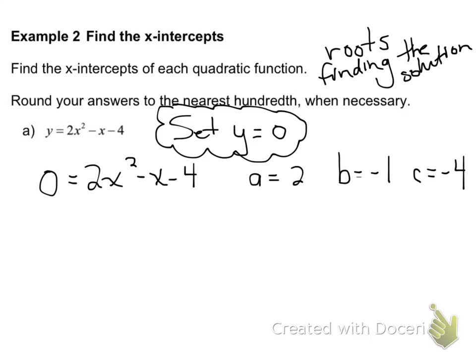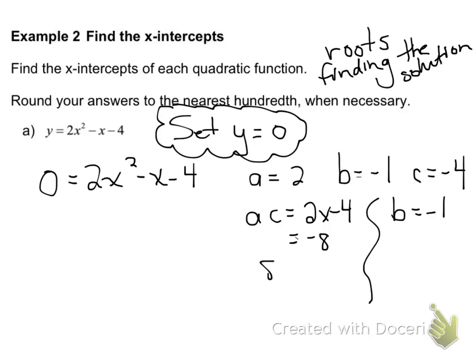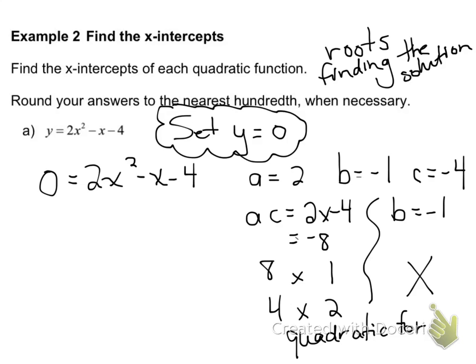Now you could try the method of ACB, if you prefer, which would be 2 times negative 4, and b equals negative 1. Factors of negative 8 are 8 times 1 and 4 times 2. None of these options allow us to add or subtract to make negative 1. So none of these work, which means we need to use quadratic formula since we cannot factor. You cannot write that this cannot be factored, therefore there are no solutions. You don't know that until you do the quadratic formula. So we're going to go ahead and do the quadratic formula on the next page.